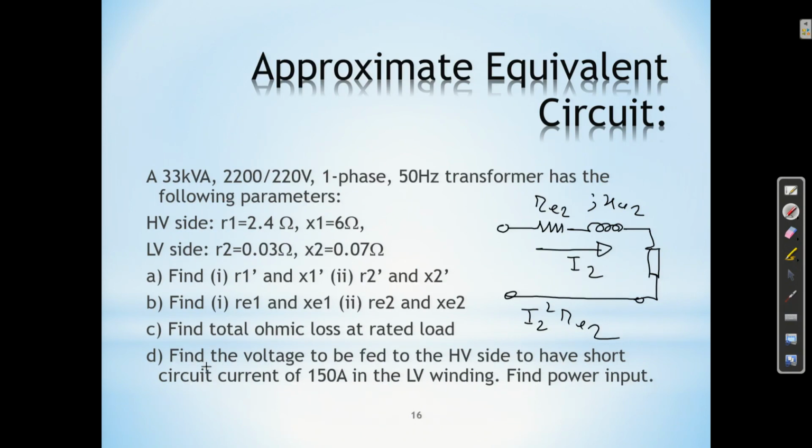The next problem: find the voltage to be fed to the high voltage side to have a circuit current of 150 ampere in the low voltage winding. Find power input. Okay. So, how do you do that? So, this part I think it is easy.